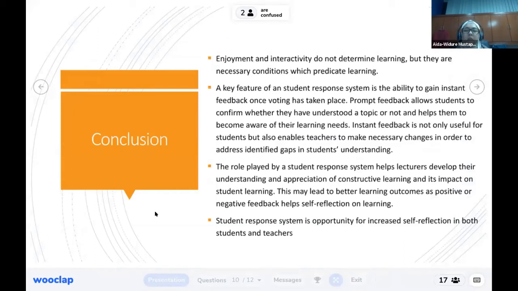And the key feature in a student response system is the ability to gain instant feedback once voting has taken place. And prompt feedback allows students to confirm whether they have understood a topic or not, and helps them to become aware of their learning needs. And again, a student response system is the opportunity for increased self-reflection in both students and teachers. And overall, all of this will lead to better outcomes, as positive or negative feedback helps your self-reflection and the students' learning. Okay, thank you very much.